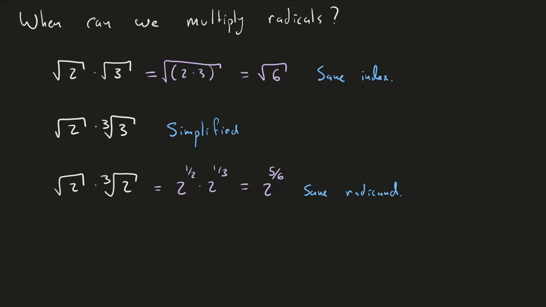But the core one we're going to be focusing on today is this first one here, when we have the same index. So say they're all the square roots or they're all the cube roots. That is the case we're going to be dealing with the most. So let's do a couple examples by doing the indicated operation.